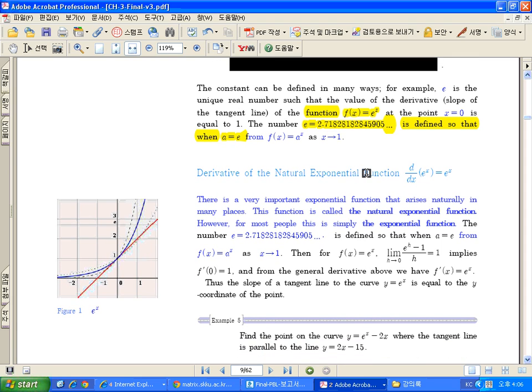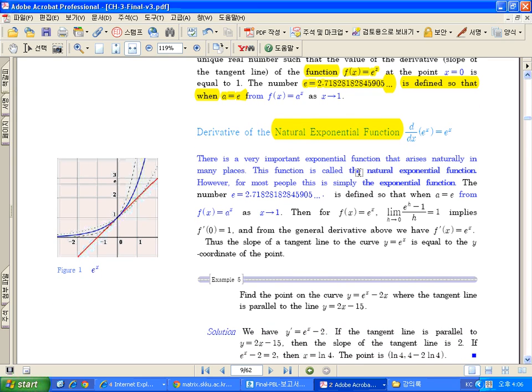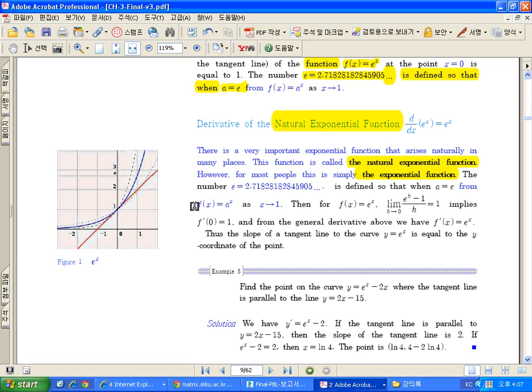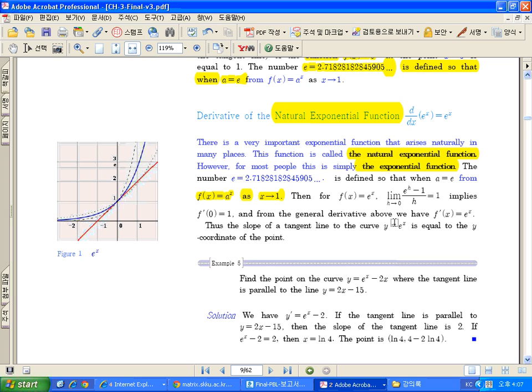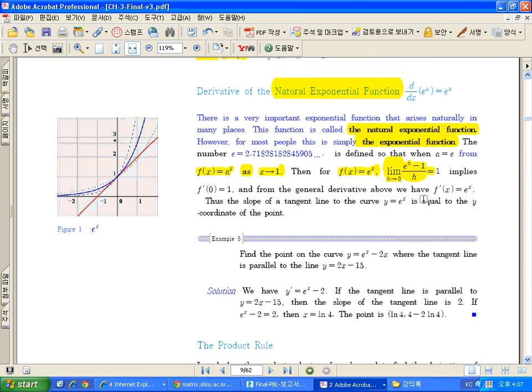Then let's think about the natural exponential function, e to the x, and its derivative. This e to the x is called the natural exponential function. Sometimes we just simply say the exponential function. When we say simply the exponential function, that means e to the x. That's the special case of the general exponential function when a is equal to e. In this case, since f prime of 0 is equal to 1, f prime of x is equal to e to the x itself.